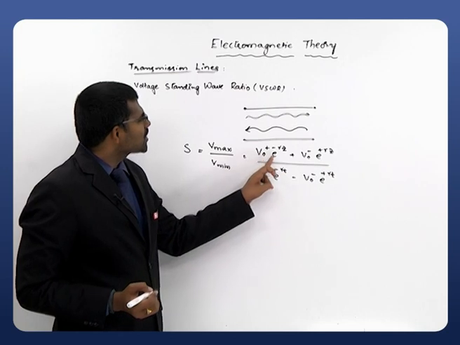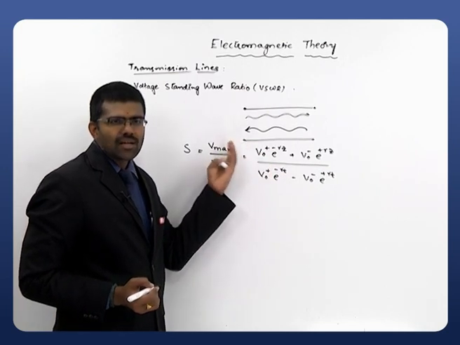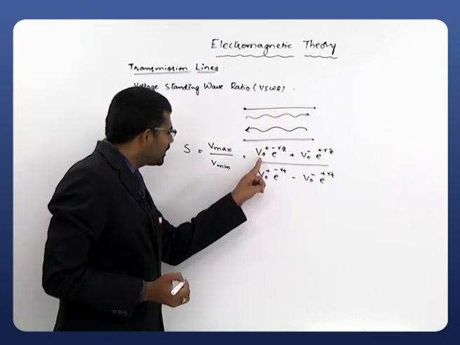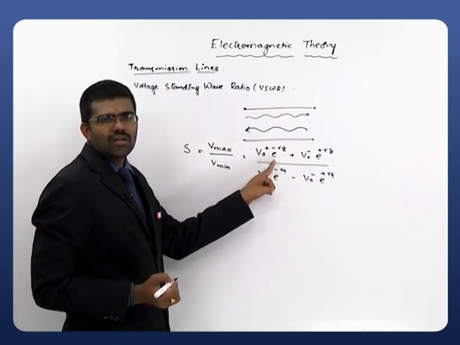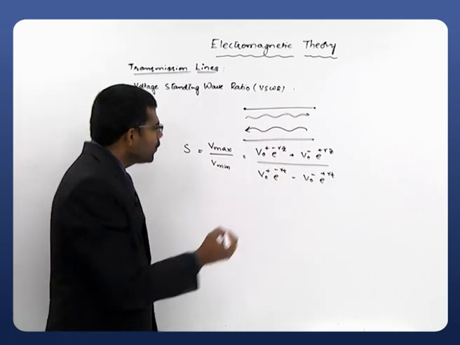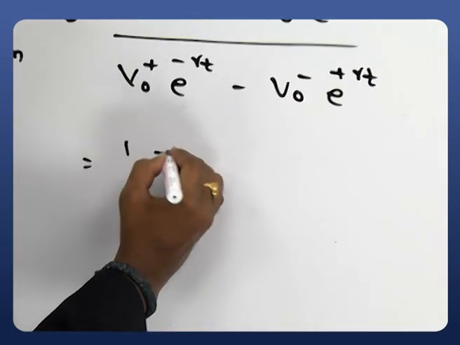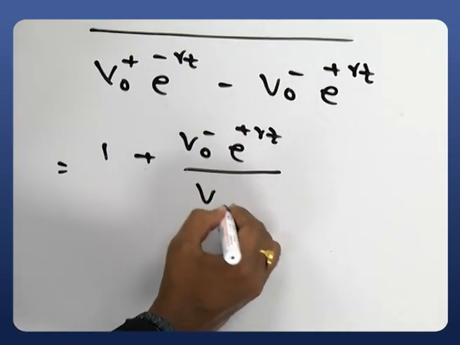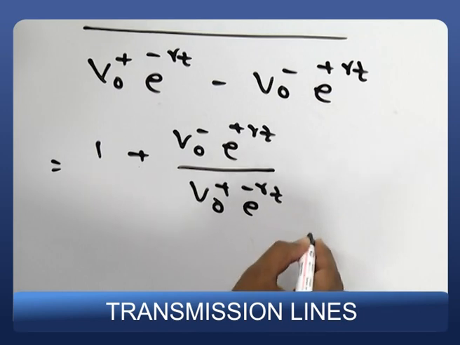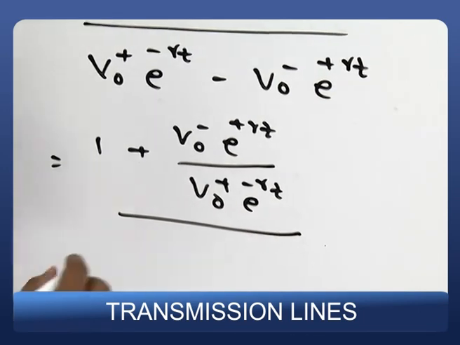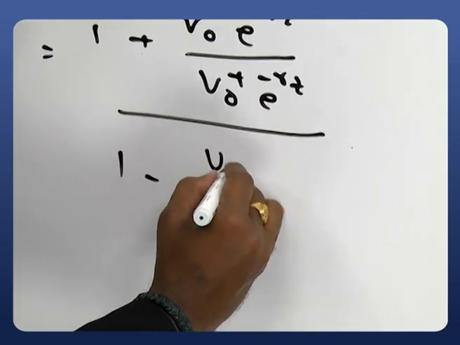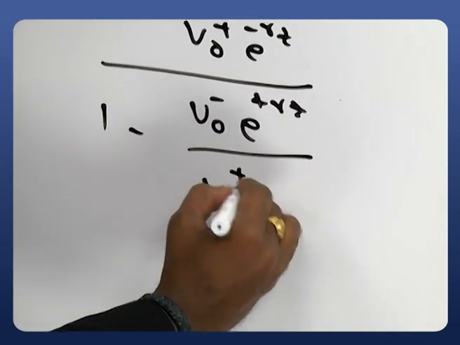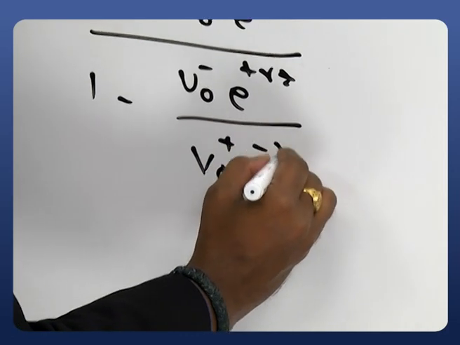Then what I do is manipulate this by taking a term common in both numerator and denominator. I will take this V0 plus e power minus gamma z common from both. If you take this, what you will get? 1 plus V0 minus e power plus gamma z divided by V0 plus e power minus gamma z, and the denominator now becomes 1 minus V0 minus e power plus gamma z divided by V0 plus e power minus gamma z.